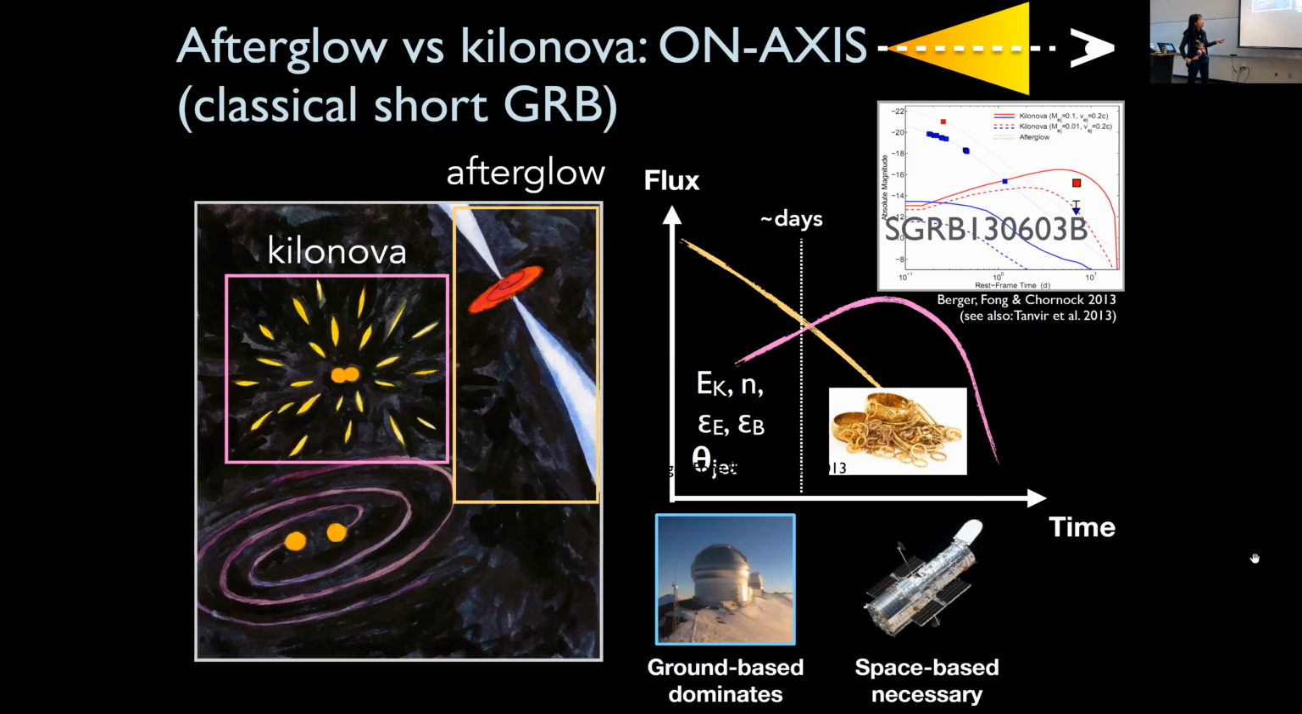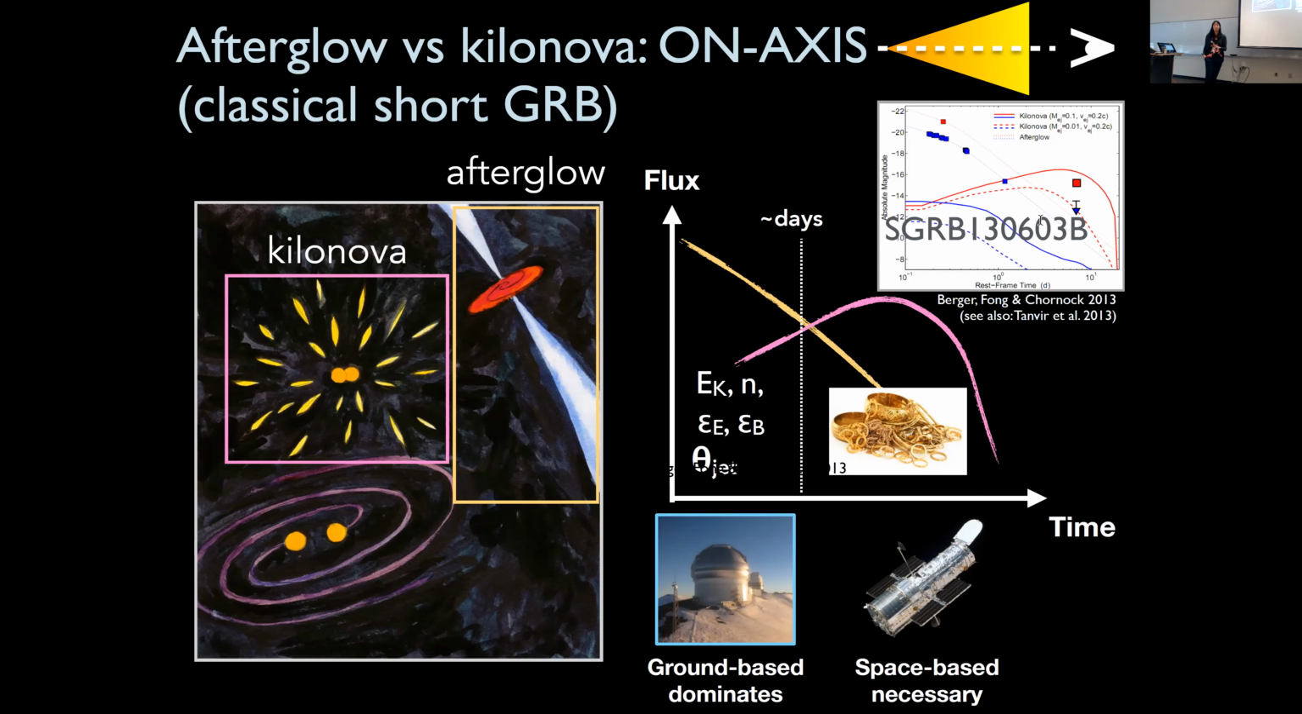And then HST observations were triggered, and you can see this near infrared excess. I'm sorry, I didn't explain the axes. This is brightness versus time, essentially. You can see it drops like a rock, and then this near infrared excess at about 9 to 10 days after the burst was interpreted as a kilonova.